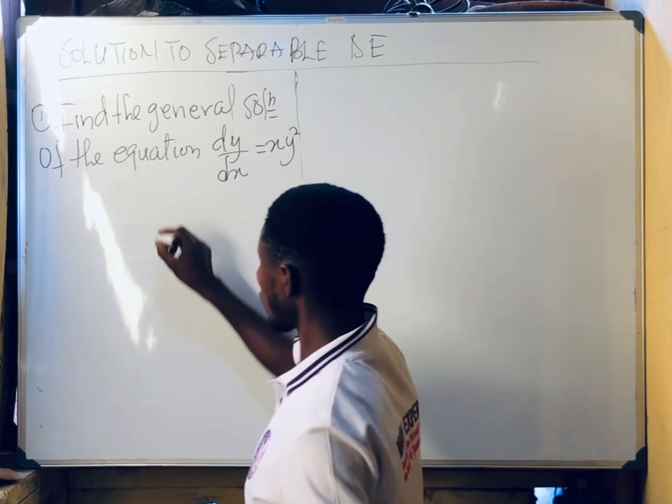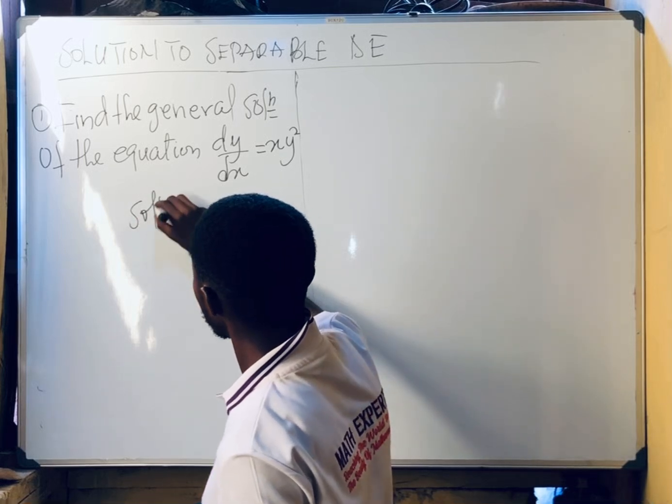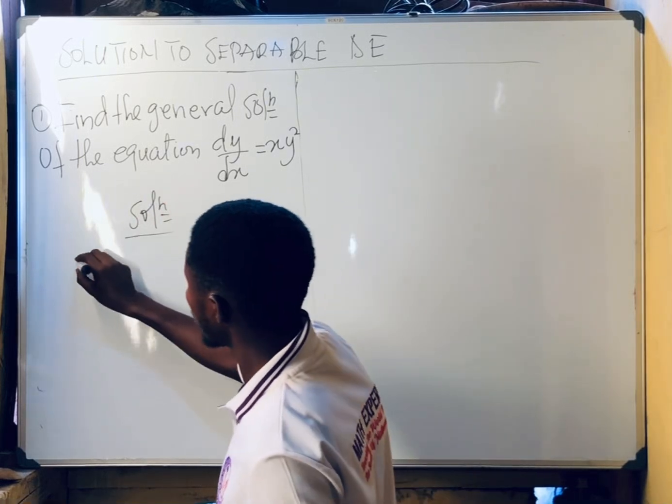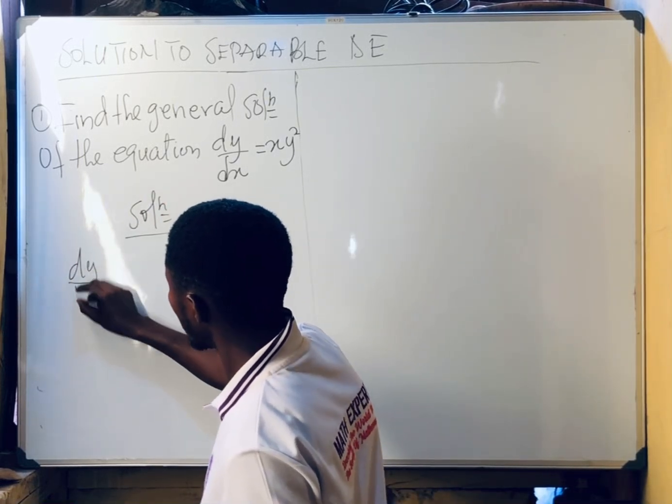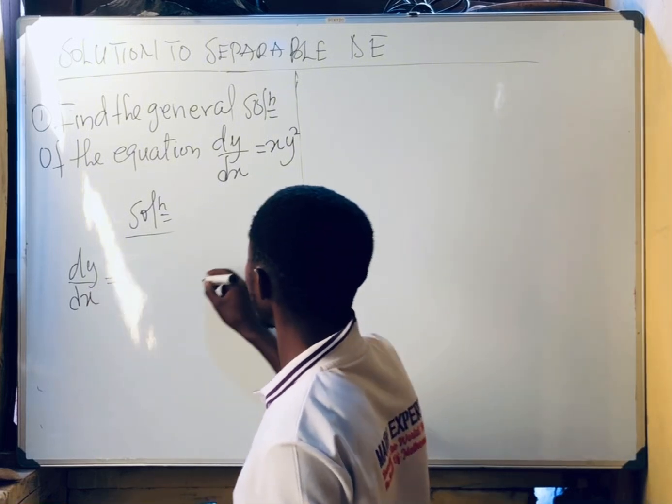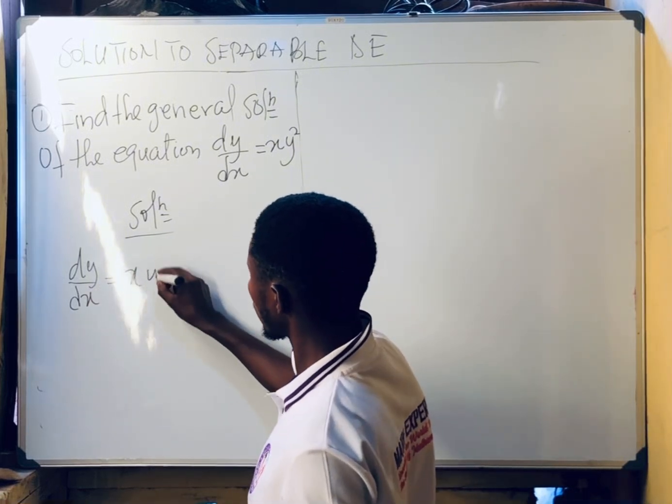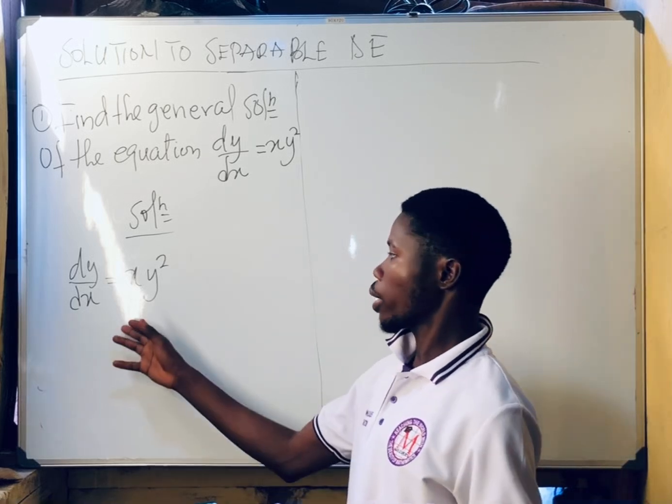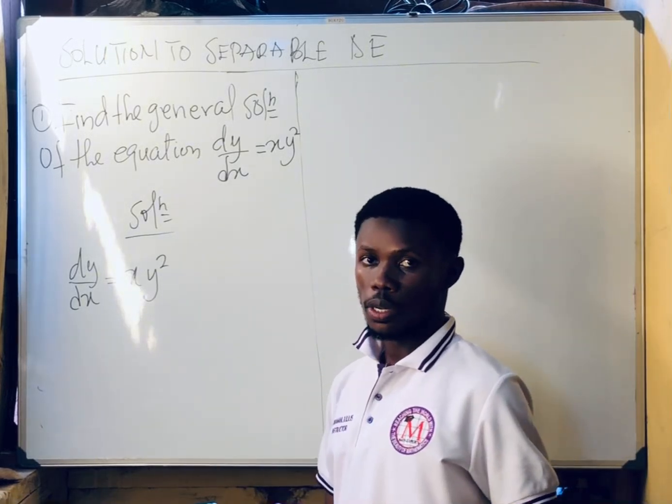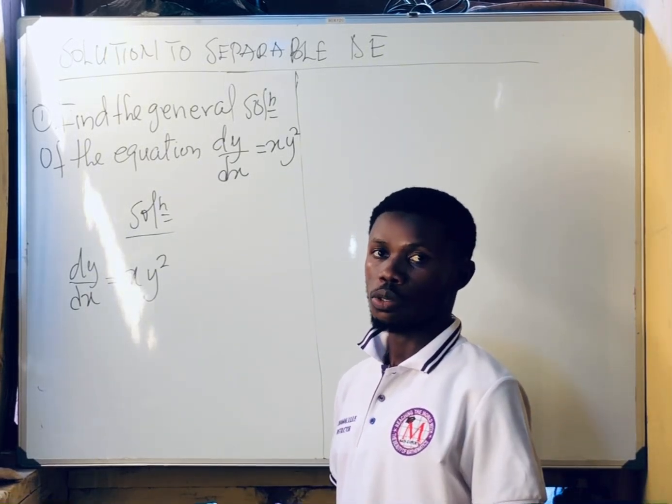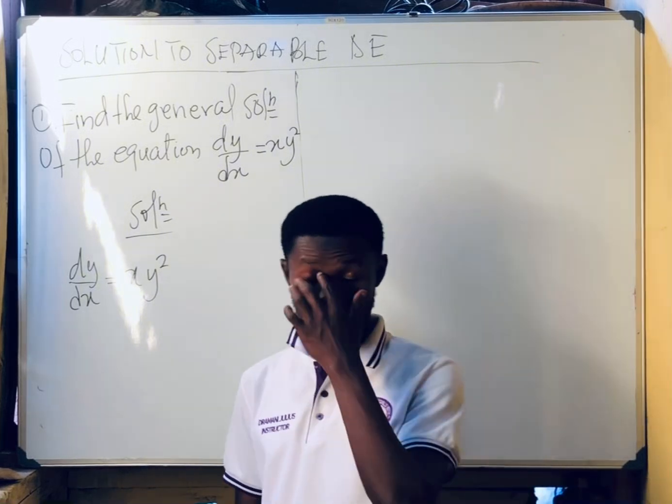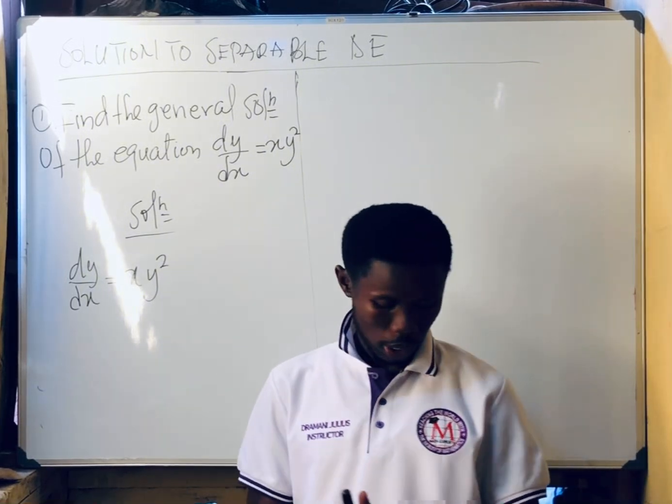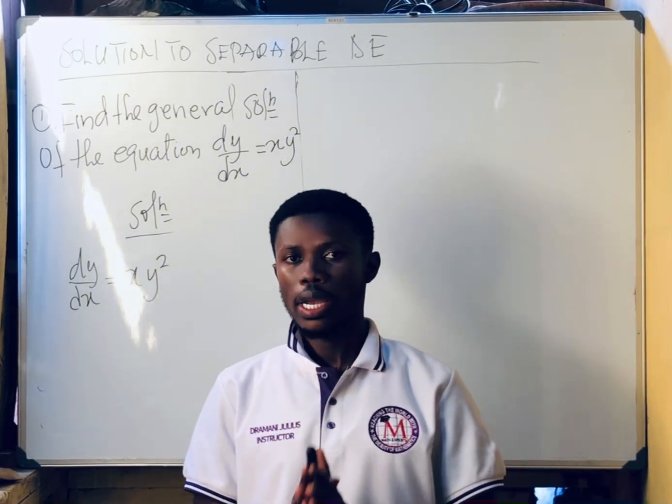So we have dy dx equals xy squared. Is that okay? So this is what we have. Before you can solve something like this, first we have to separate it. So look at my previous video. If you have not watched it, you can just go there and watch it.